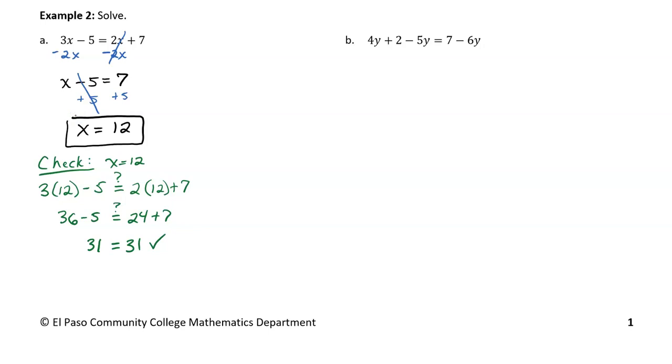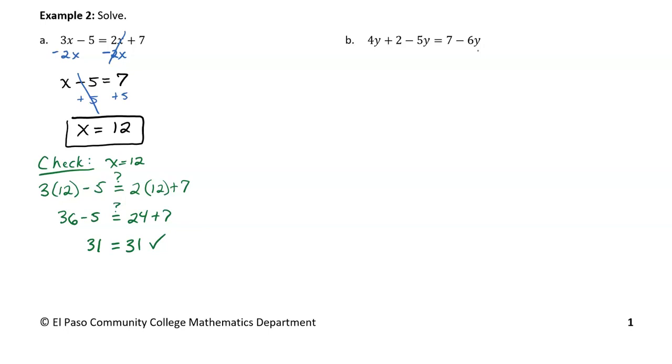Let's try B. We have a lot of terms with the variable, it looks like. I have 4y plus 2 minus 5y is equal to 7 minus 6y. So another change here is that our variable is now a y, but that's okay. It's still a variable. It's still an unknown. We still want to get that y by itself, right? We're trying to solve for that y.